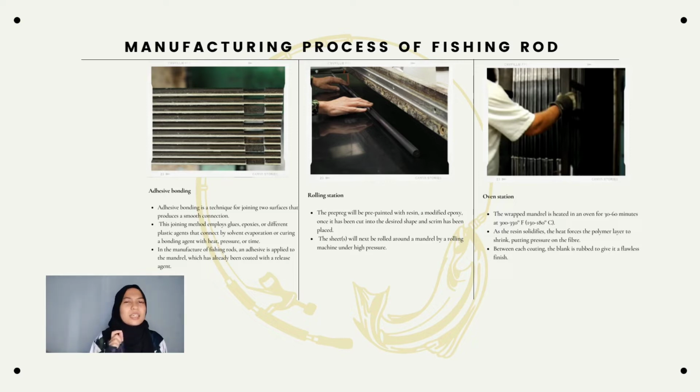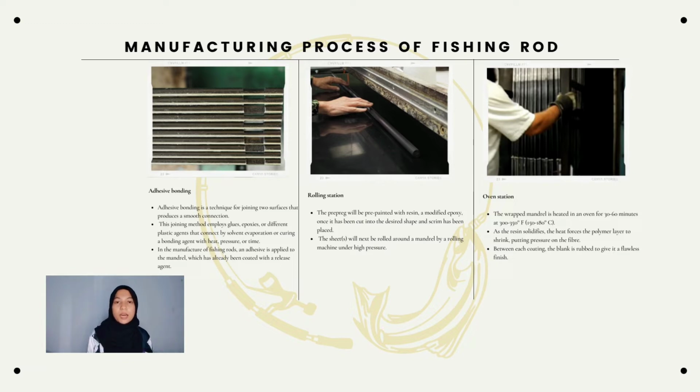Glue has a history of forming weak bonds. However, the use of plastic-based agents such as new super glue that self-cures with heat has recently enabled adhesion with a strength comparable to the bonded materials themselves. The adhesive is applied to the material which has already been coated with a release agent in the production of fishing rod. Then there is the rolling station.